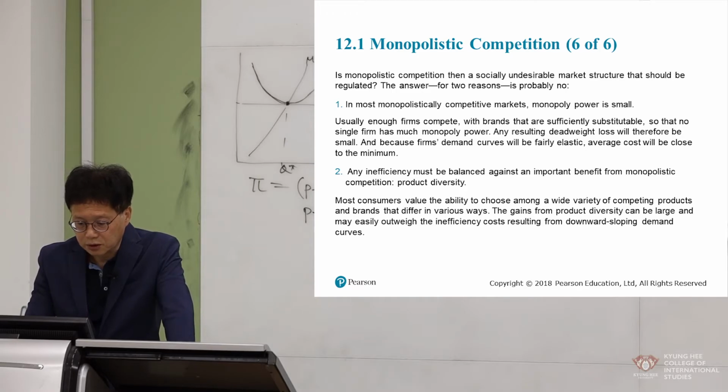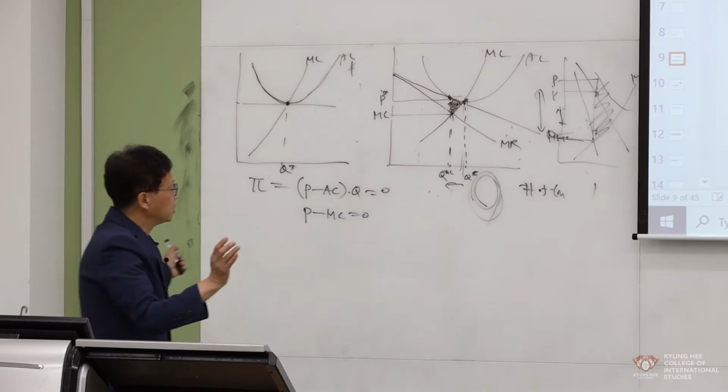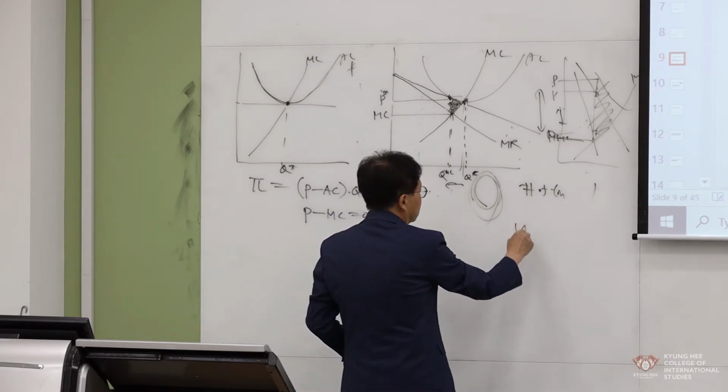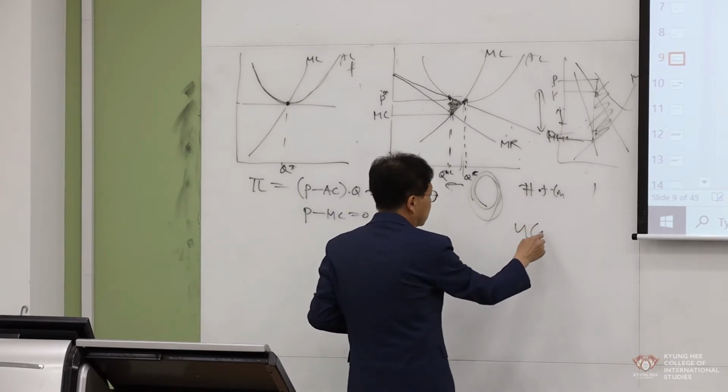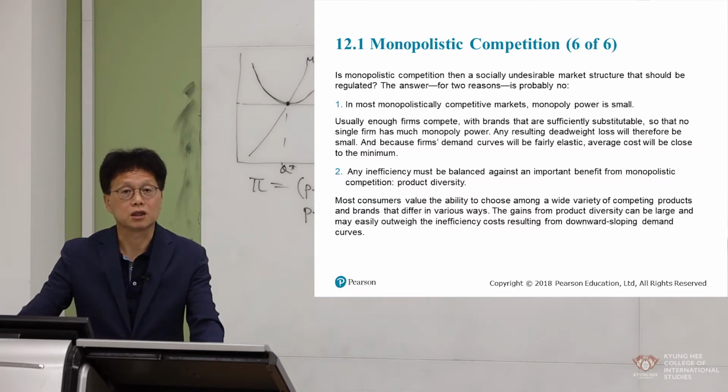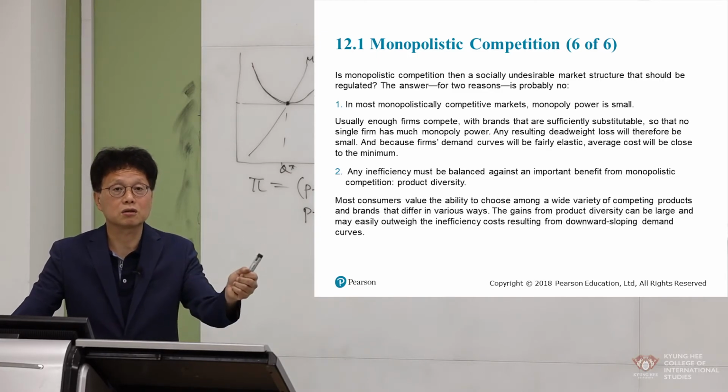That is number one feature. Number two, any inefficiency must be balanced against an important benefit from monopolistic competition. That is product diversity. So we already said products are differentiated from each other, right? When a product is perfectly homogeneous, think about the utility function. Utility, the consumer satisfaction level, only depends on the quantity, right? Larger quantity means larger utility, okay?